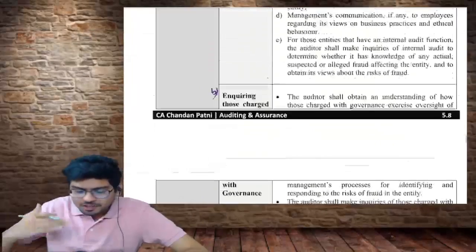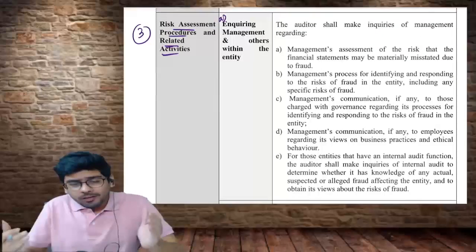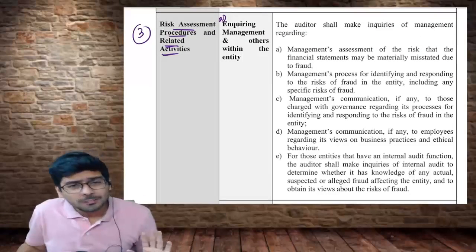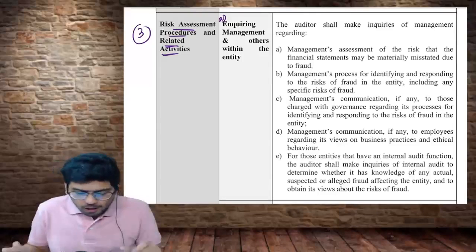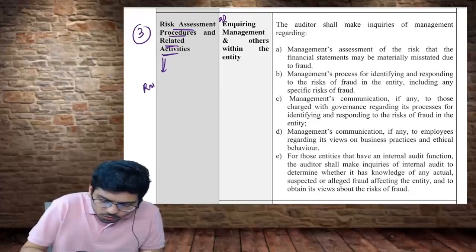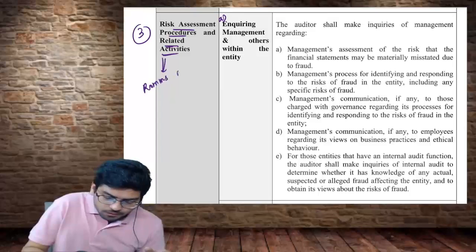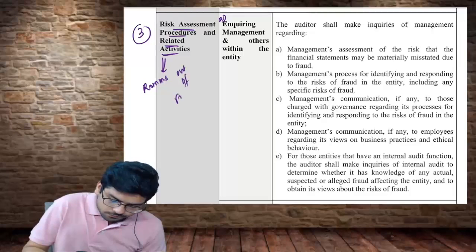So these are the things which the auditor will be checking or will be seeing, I can say, and I'll call them as risk assessment procedure. It is going to give an idea to the auditor with respect to ROMMs arising out of fraud.